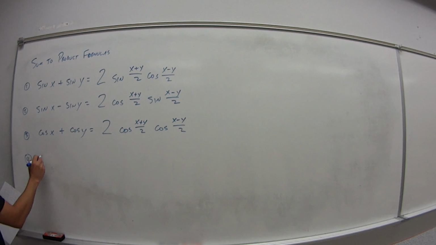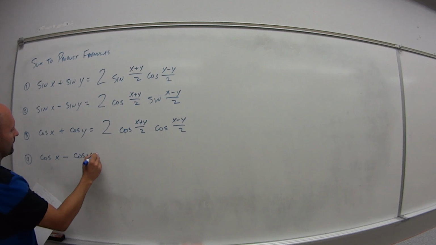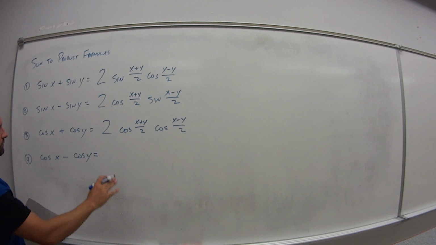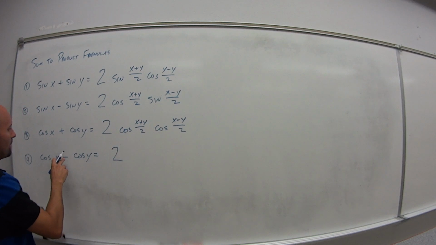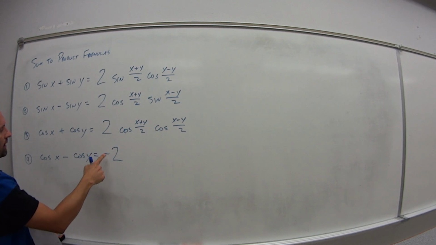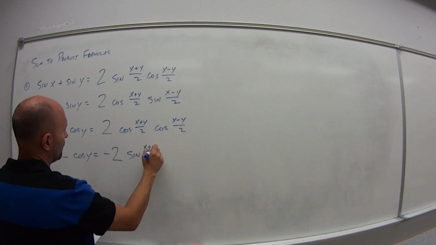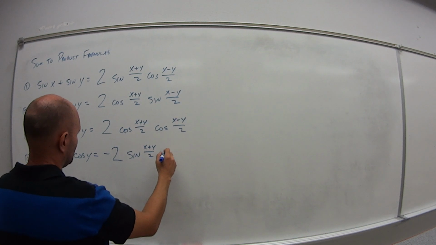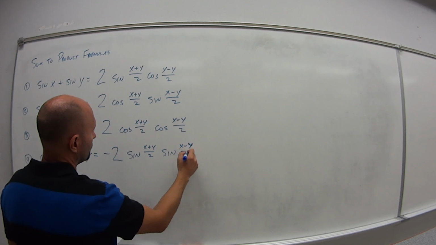And for 4, if we have cosine of x minus cosine of y, this one gets a little tricky. So it's still 2. Now because it's a minus sign here, we're going to have a minus sign in front. So it's negative 2 times sine of x plus y over 2, sine of x minus y over 2.